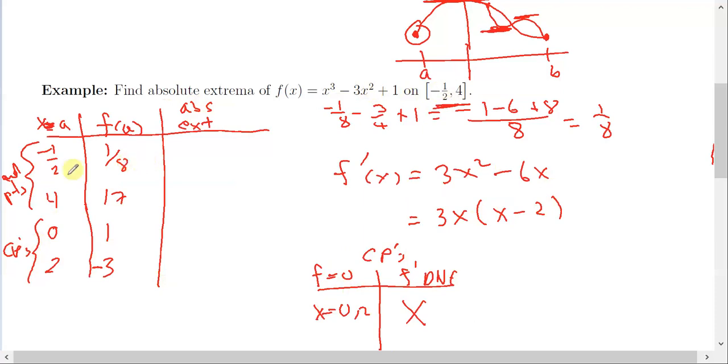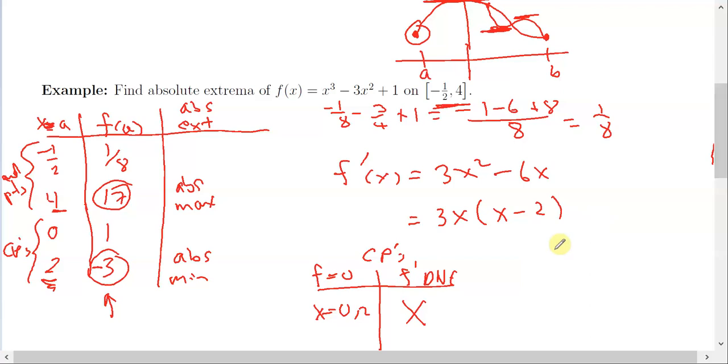So in this case, the smallest value I get is here. So this is an absolute minimum. It occurs when x is 2, and that is the minimum value. You will not get a smaller value from this graph than negative 3. What about the absolute maximum? That occurs at that endpoint. The absolute maximum occurs at 4, and the maximum value is 17.